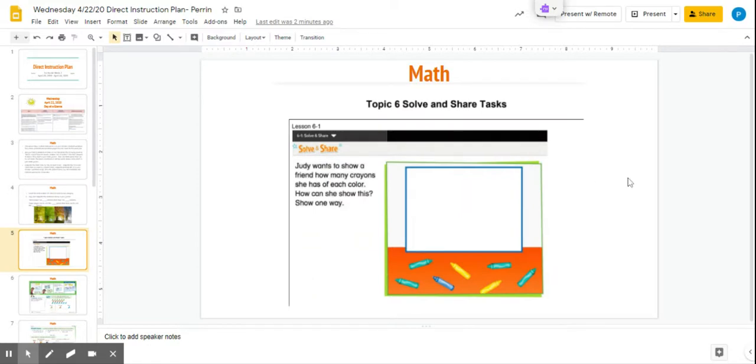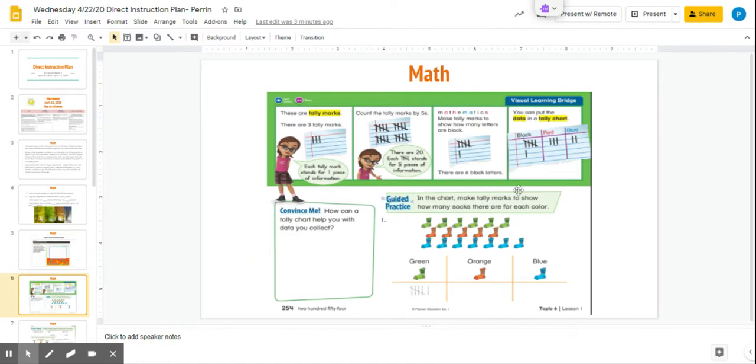For the solve and share, it says Jody wants to show a friend how many crayons she has of each color. How can she show this? Show one way. So here are her crayons down here, boys and girls. And you need to show me how she could sort by each color. Kind of like taking a survey, just like we did on the tally earlier. You could do tallies here or however you want to organize it.